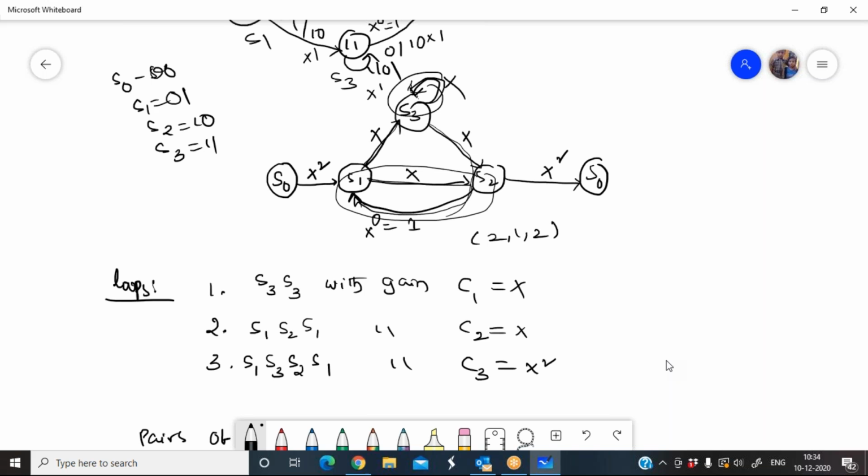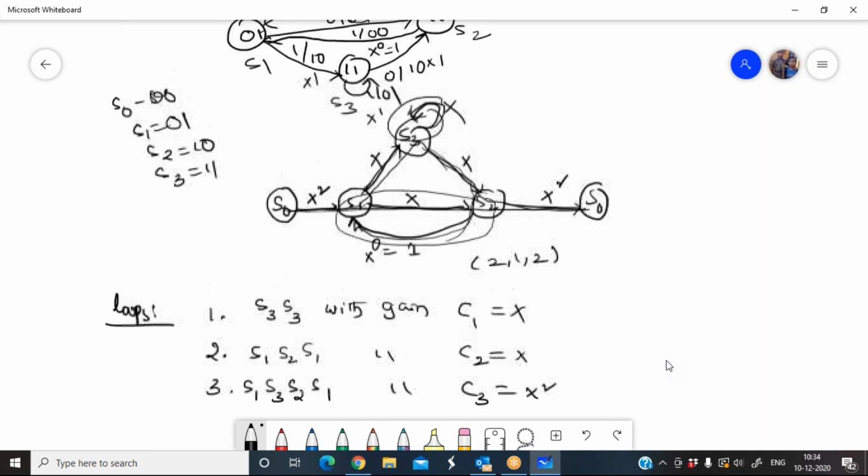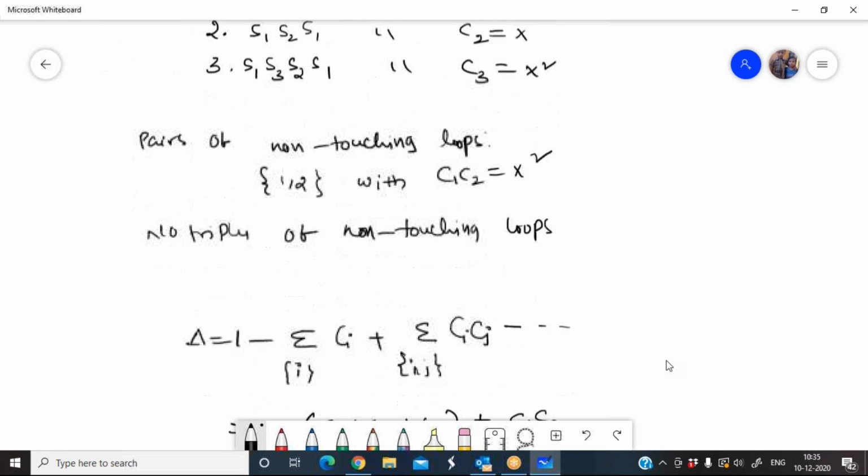A forward path starts from the initial state and ends with the final state. So S0, S1, S2, S3 is one forward path, right? Another forward path is S0, S1, S3, S2, S0. Is it clear? Once again, I'm repeating: S0, S1, S2, S3 is one forward path, and S0, S1, S3, S2, S0 is another. So a total of 2 paths are available.